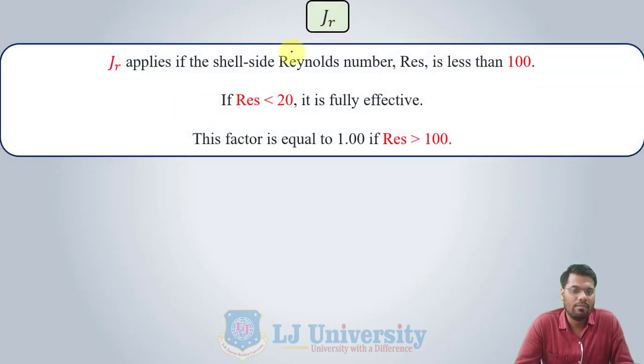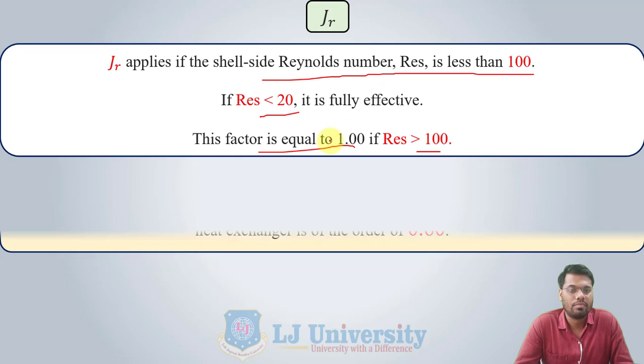At last, the JR, which applies to the shell side Reynolds number when it is less than 100. If the Reynolds number is less than 20, it is fully effective, and the value of this factor is 1 if the Reynolds number is greater than 100.